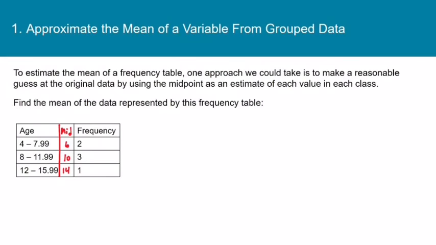And now let's go ahead and make our list of numbers that will approximate our original data. So I see that in the first class I have 2 values. I'll put the 6 down twice. I see that in my second class I have 3 values, so I'll put the 10 down three times. And in my third class I have 1 value, so I'll put the 14 down just once.